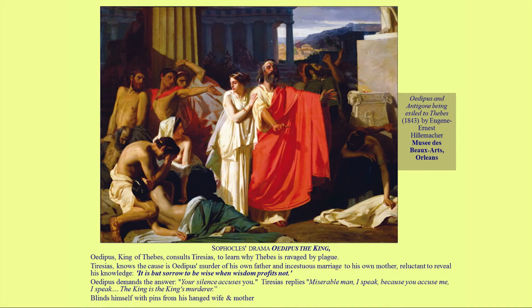Tiresias was consulted by several people in Sophocles' drama Oedipus the King, which has the shocking story of Oedipus unwittingly being married to his mother. And Thebes is struck by the plague, so he goes to see Tiresias and asks him, could you tell me why the town Thebes is struck by the plague? Initially, Tiresias refuses to tell him why, because he says, it is but sorrow to be wise when wisdom profits not.